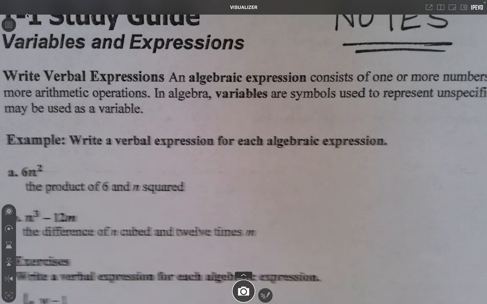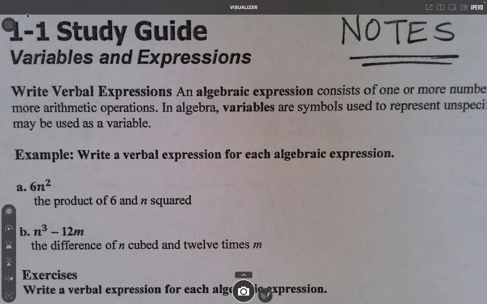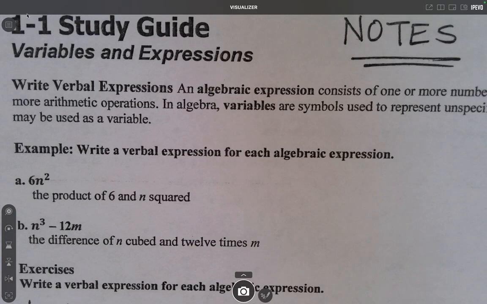Today we're going to talk about how to write verbal expressions, in other words, a sentence or something close to a sentence. It doesn't have to be a complete sentence. But we're going to write verbal expressions based on an algebraic expression. Then on the back side of this page we'll do the opposite. We'll start with the verbal expression and write an algebraic expression.